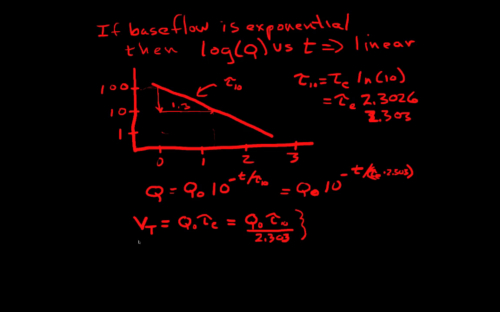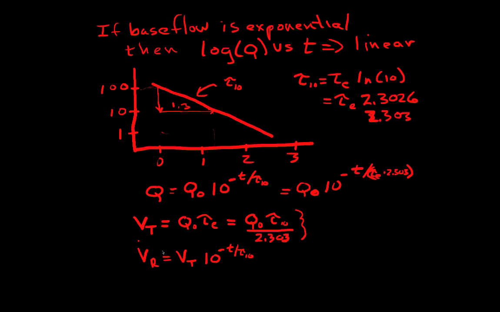Now the remaining water after some time, V remaining, is going to be equal to the total water available times 10 to the minus t over the base 10 time constant. So if you wait one time constant, t over tau would be 1. 10 to the minus 1 is 0.1. You would have 1/10 of the total remaining after one time constant.